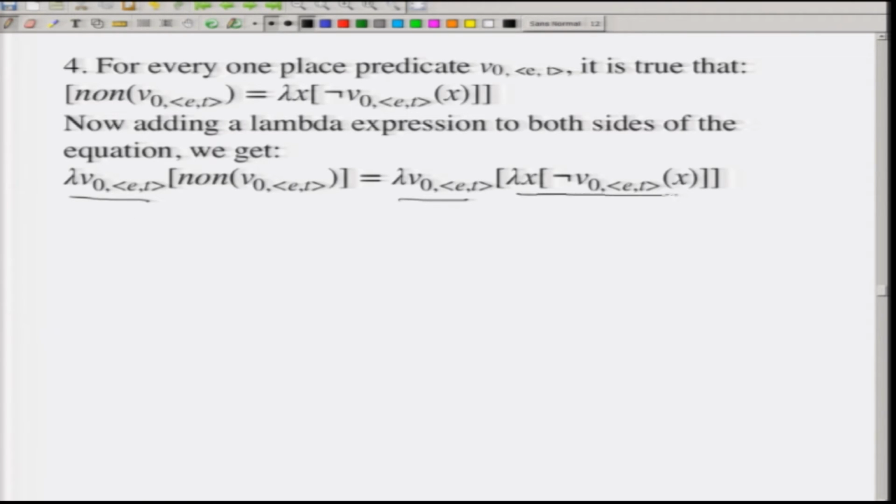This was already there. Now we are just adding two more, adding lambdas to both the sides, because they are identical. We can do that. It's something like when we know that 5 is 3 plus 2, we can multiply 4 to both sides. They will be the same thing. Similarly, we are just adding lambda to both identical expressions, and we get this.